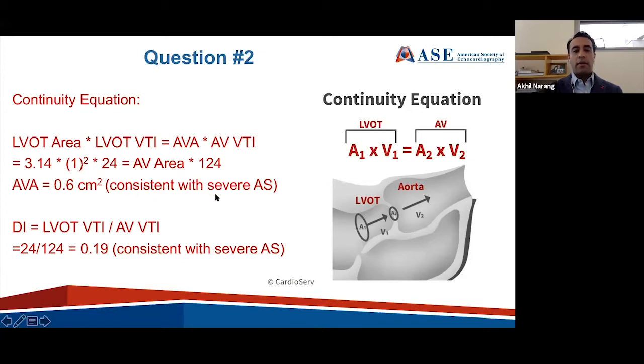This is, of course, consistent with severe aortic stenosis. The dimensionless index is simply the ratio of the LVOT VTI divided by the aortic valve VTI. And in this case, we get 24 divided by 124, which is 0.19. Again, this is consistent with severe aortic stenosis. Please be really familiar with this equation to solve aortic valve area. Also for using the continuity equation for other diseases and lesions as well, some of which we'll discuss in later questions.